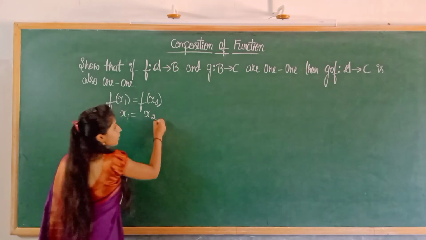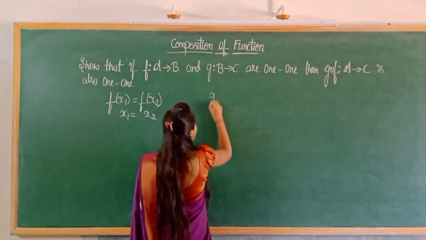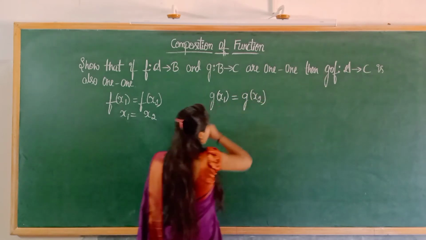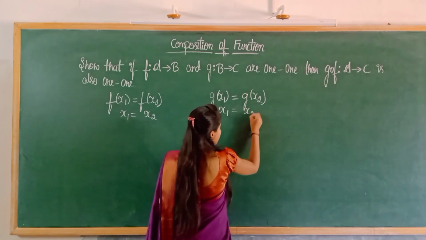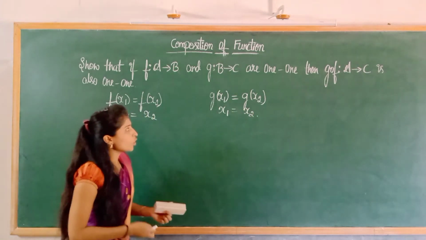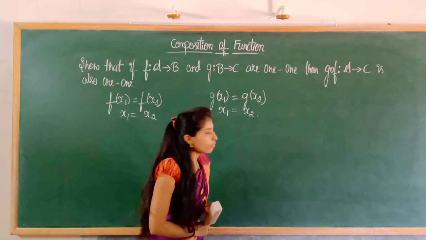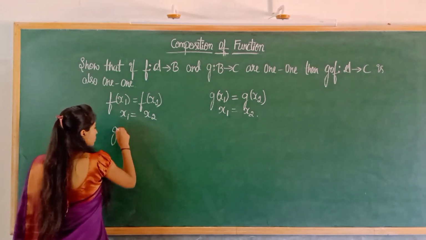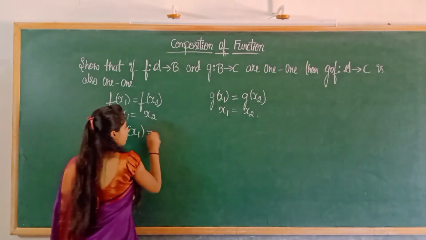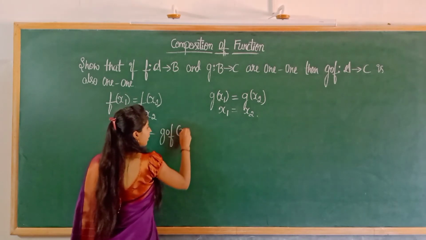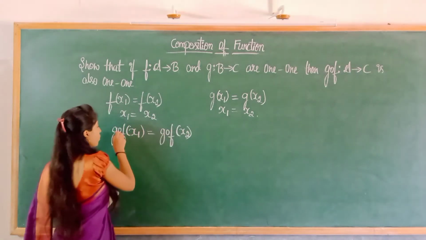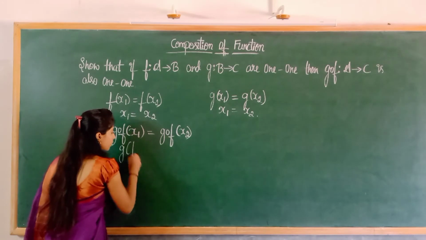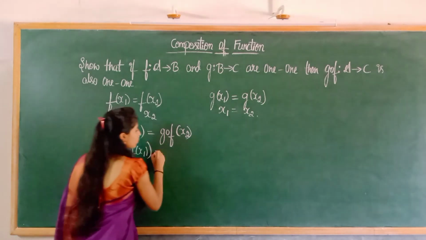Here we have taken two functions. So g of x1 is equal to g of x2 gives x1 is equal to x2, right? Here we have to show that g composition f from A to C is also 1-1. So g composition f of x1 is equal to g composition f of x2. Then g composition f of x is in that form, so g of f of x1 is equal to g of f of x2.